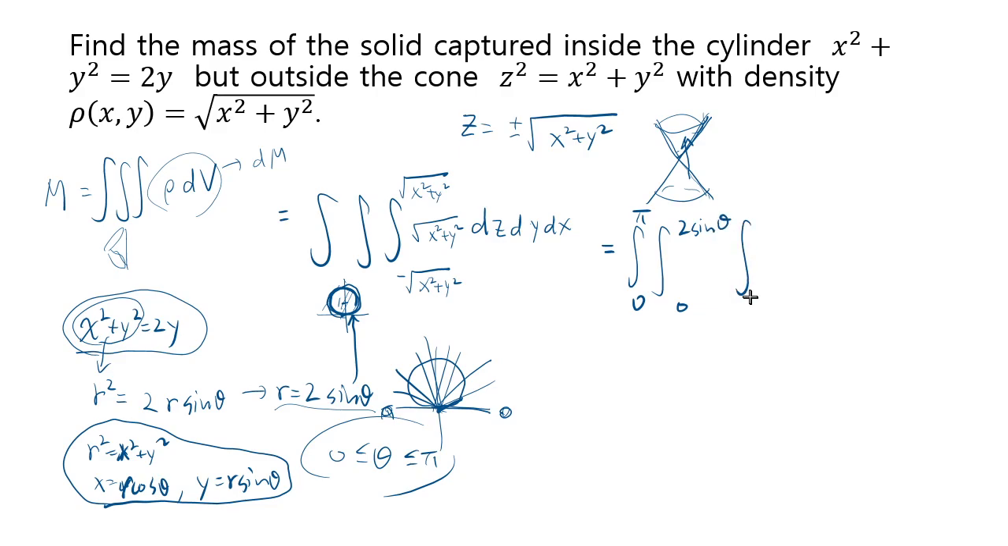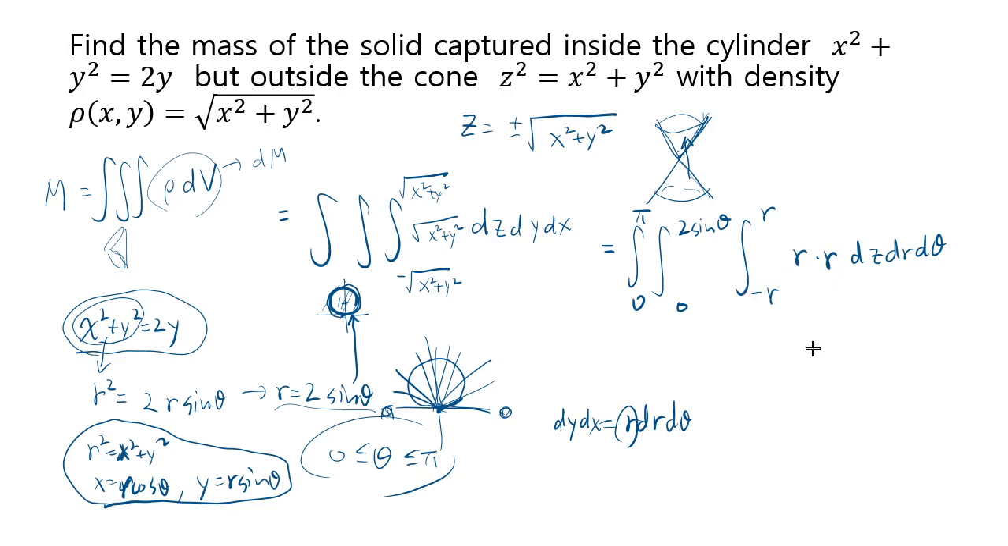Because this is negative r, and that's positive r, and then you also have this being r. Another thing you have to remember is that dy dx is r dr d theta. So there's an extra r there. So r dz dr d theta.